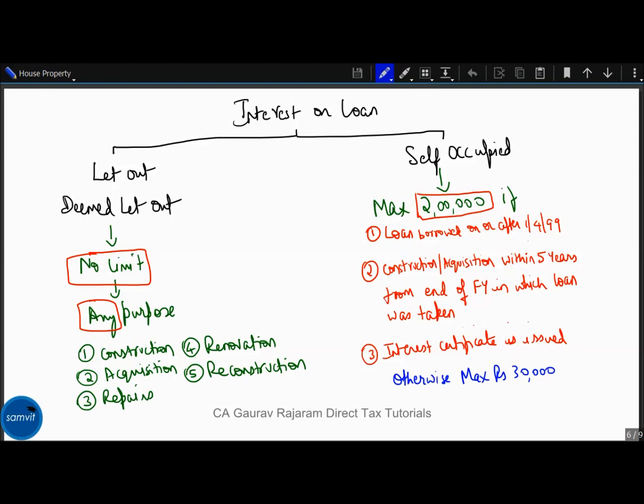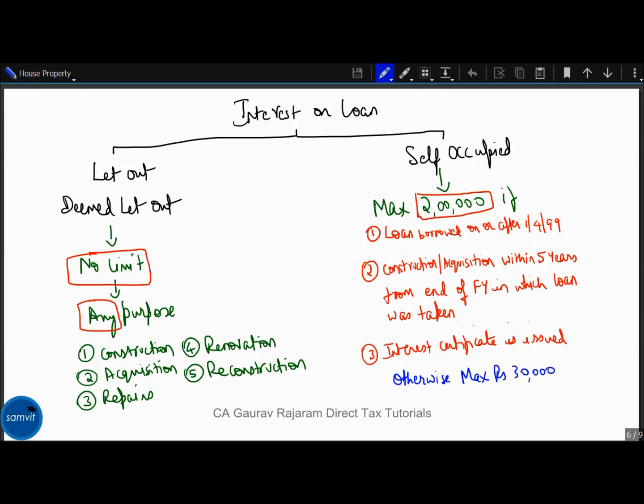Interest on loan can be given for both let out, deemed let out, up to unlimited amount. There is no upper limit, and it can be given for any purpose. There are 5 purposes which you may borrow the loan for: construction, acquisition, repairs, renovation and reconstruction. There is no upper limit and the loan could have been taken for any of these purposes.